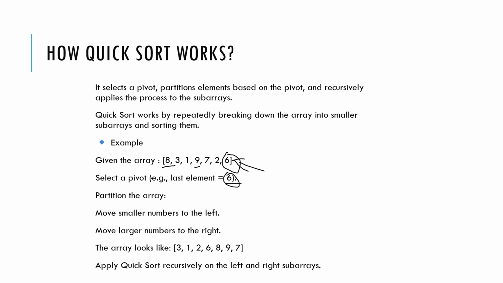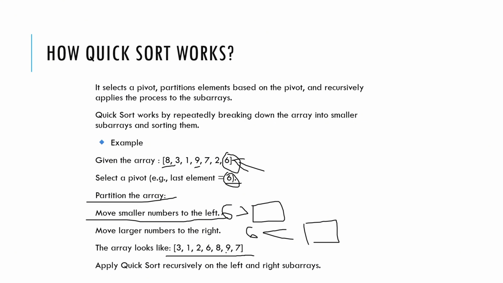Now, in this case, we'll select the last element. How the partition of the array works: we move smaller numbers to the left, the elements that are smaller than 6, and move the larger elements to the right, the elements that are larger than 6. And the array would look like this, as you can see. This is our pivot element.